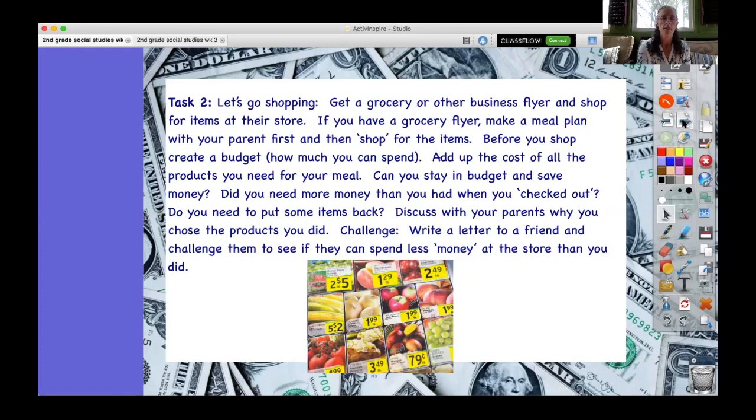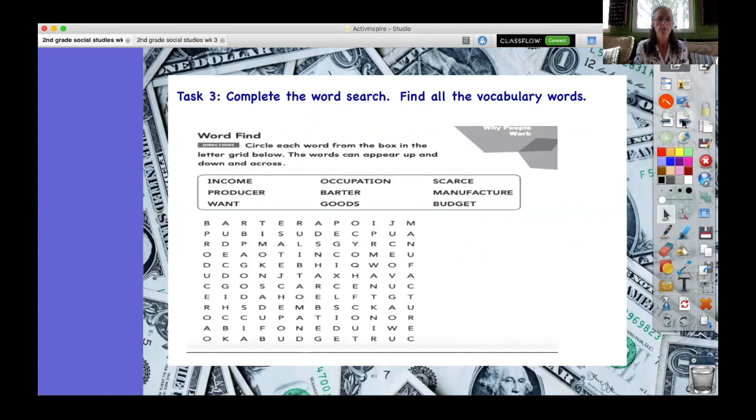All right, our last task is to complete the word search. If you downloaded the packet or you picked the packet up at school, the word search is included in your packet. We have all of our words in the box at the top, and you're going to see if you can find them. I see one right here. Here's the word barter, and all you have to do is circle the word. Word searches are a lot of fun. It helps us practice our spelling and our reading as well.